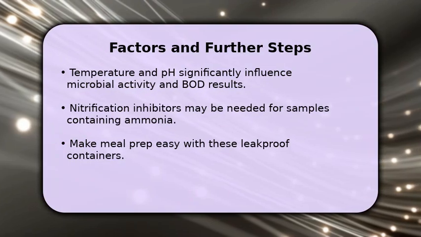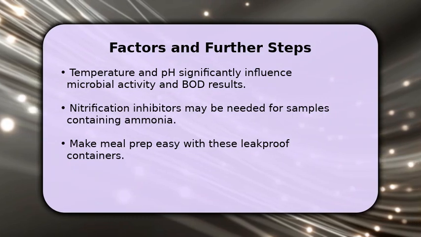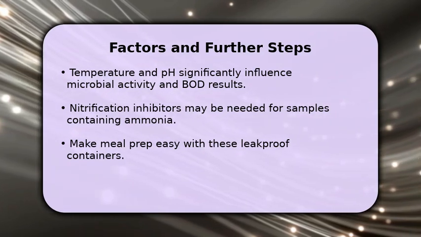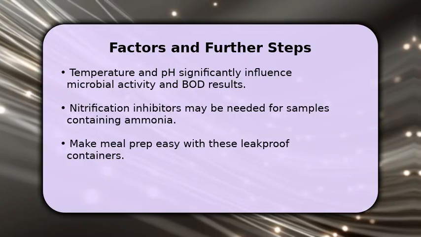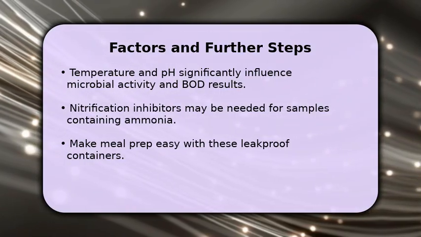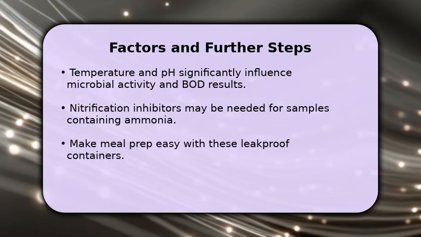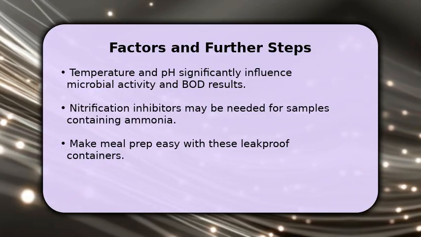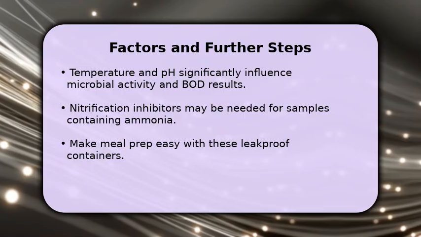Several factors can influence your BOD results, including temperature and pH, which directly affect microbial activity. For samples containing ammonia, using a nitrification inhibitor is crucial to prevent oxygen consumption by nitrifying bacteria, ensuring an accurate reading of carbonaceous BOD.